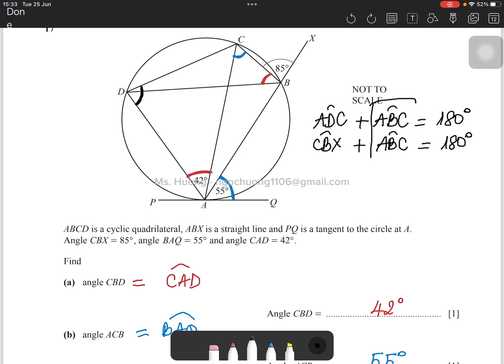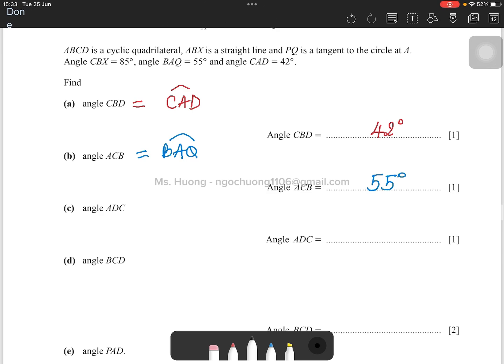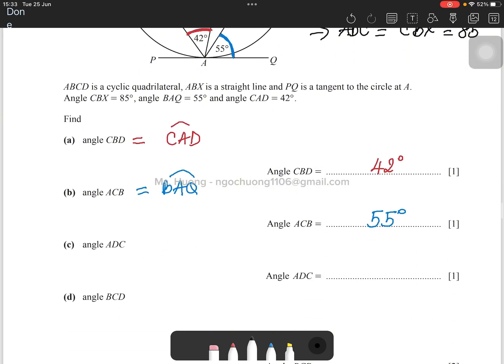So if these two both have ABC and they also add to 180 degrees, this leads to the angle ADC being equal to the angle CBX, which is 85 degrees. So the answer for question C is 85 degrees.